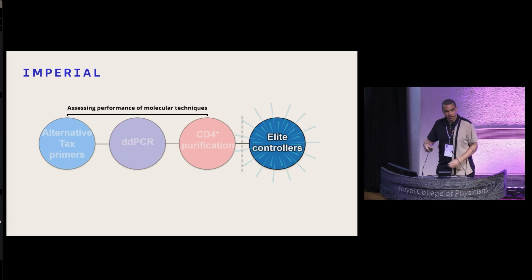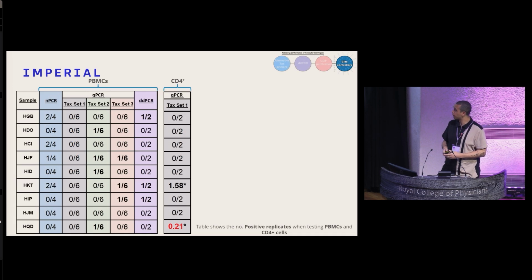So now that I've shown you how we validated the assays, let's look at what happened when we tested the potential elite controller patients. So here I'm showing you a table of the number of positive replicates obtained when testing PBMCs and CD4 positive cells. And these patient samples were tested up to 6 times.